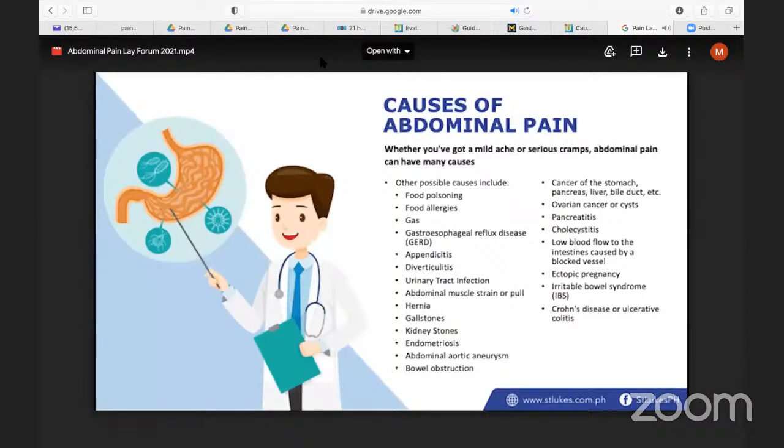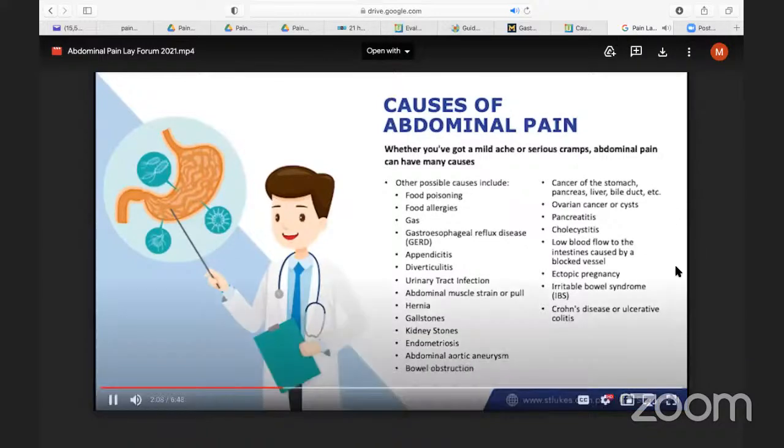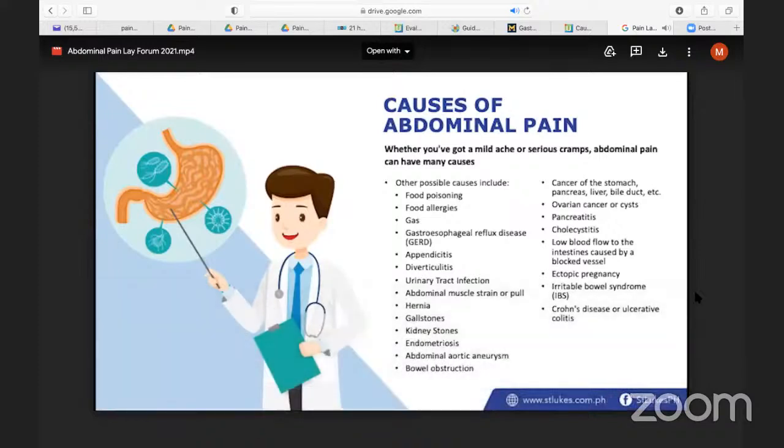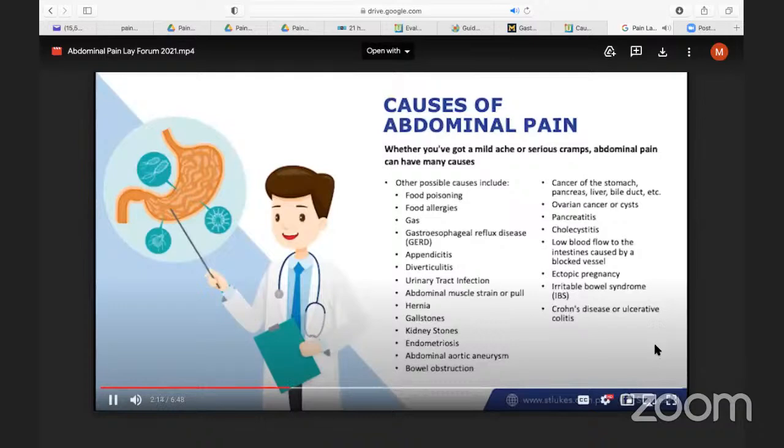In the general population, one of the most common causes of abdominal pain is indigestion or gastroenteritis. On the other hand, the most common surgical indication is acute appendicitis. How can you tell whether you have acute appendicitis? What is the main difference between acute gastroenteritis versus acute appendicitis?